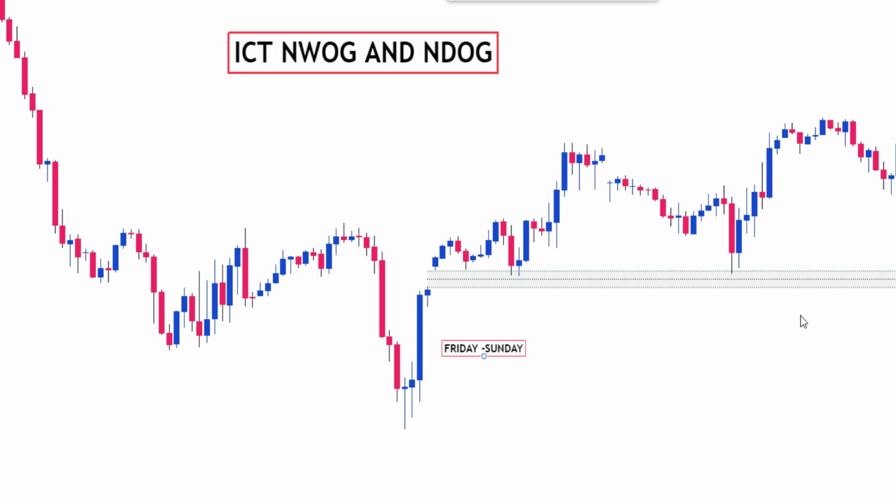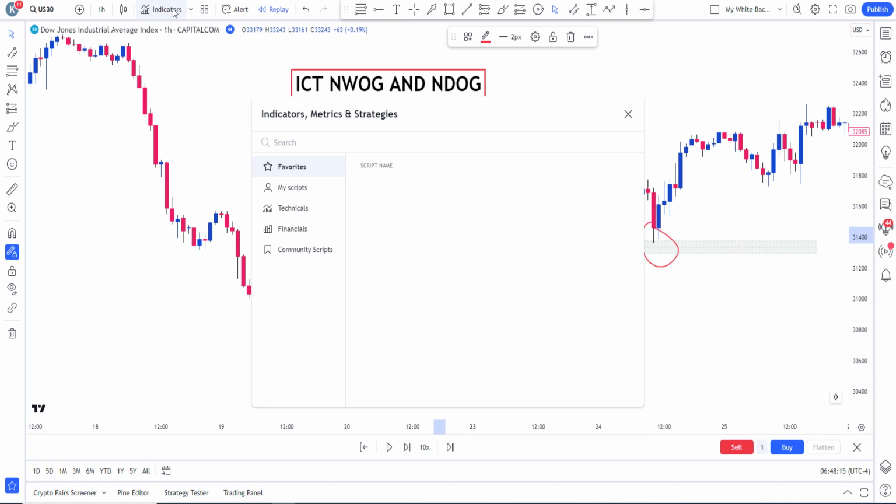If you extend this to the end, you're going to see how price retested it time and again. Price coming back to retest it, to retest it, to retest it. It happens within this Friday and Sunday. The gap is what we see right here. This is Friday, the close of market, and then on Sunday price jumps, it opens right here. So this gap is very important. That is NWOG, new week opening gap. And then NDOG stands for new day opening gap. Let me show you an indicator that will help you to get that.